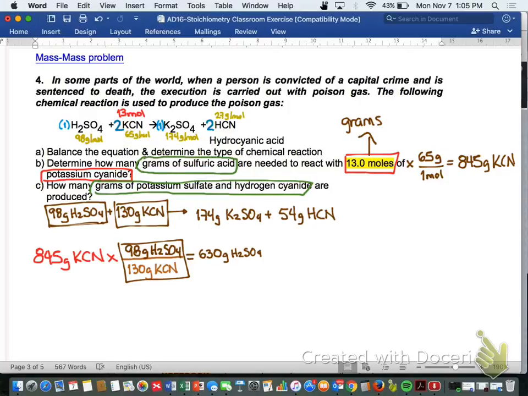This is the answer to question B. How many grams of sulfuric acid are needed? Why did I put 630? Sorry. It is 637. Sorry, this was a mistake on my part. 637. I have it here in the calculator.